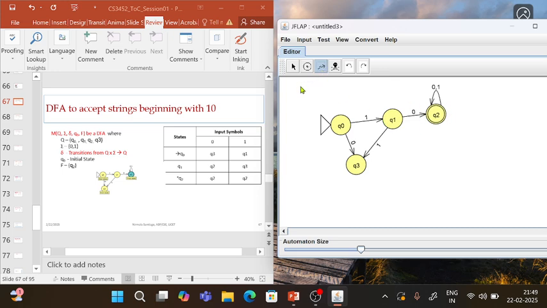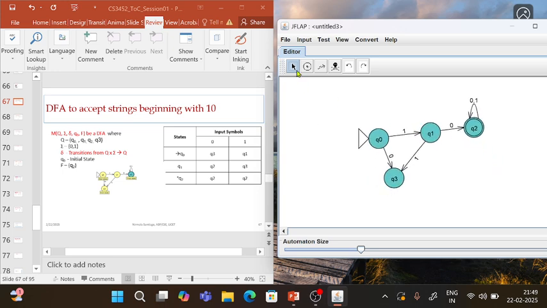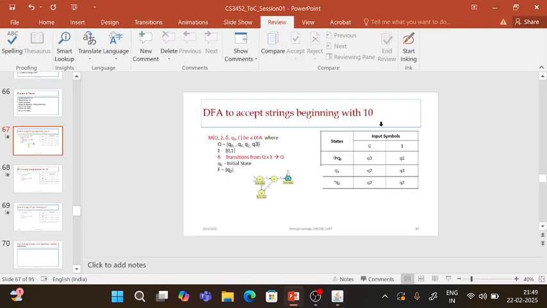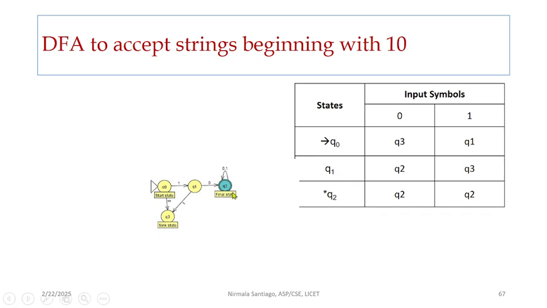Thus a deterministic finite automata which accepts the binary strings beginning with 10 followed by any number of zeros or ones in any combination can be constructed in this manner. So the transition table could be: on reading 1 from Q0, it can go to Q1.